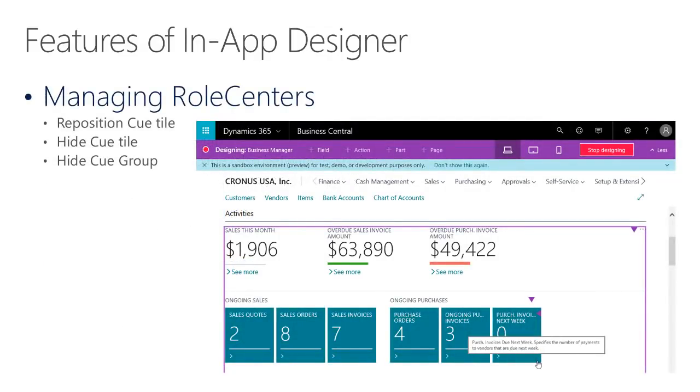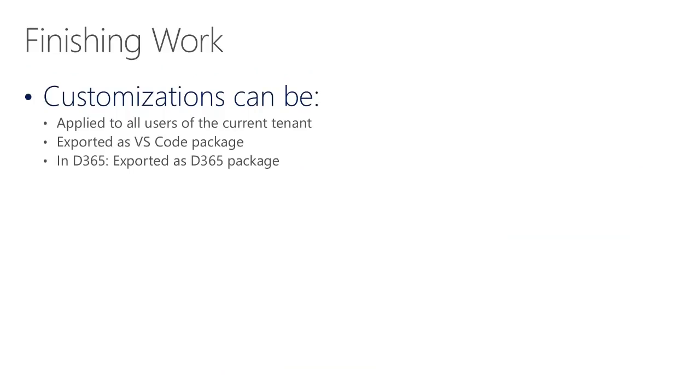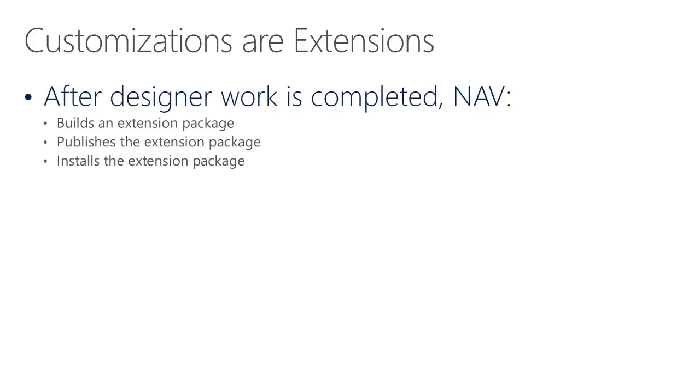You can also manage role centers, so you can reposition queue tiles, you can hide those queue tiles, you can hide queue groups, and that's all part of the designer. So when you finish it, the customizations can be applied to all users of the current tenant. You can export it as a Visual Studio Code package, and in Dynamics 365, you can export it as a Dynamics 365 package. After the designer work is completed, the tenant will build it as an extension package, and it will publish and install the extension package for you.